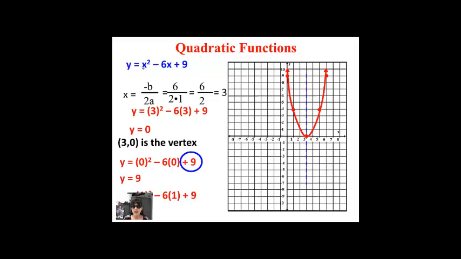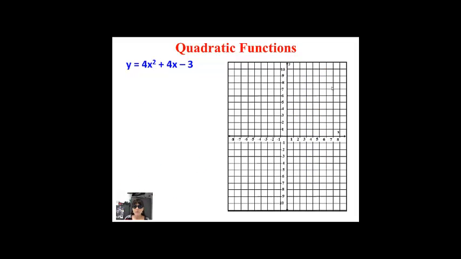Again, the a value is 1. It's a positive one, so our parabola opens upward. Good job. Try this one on your own.